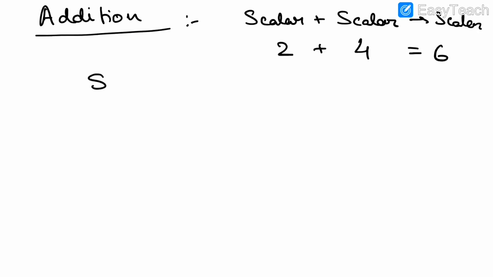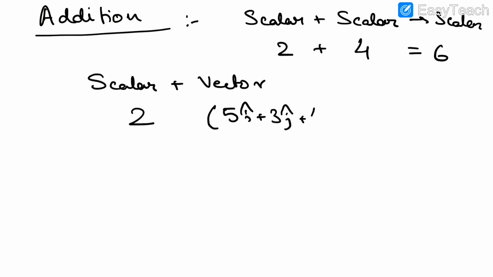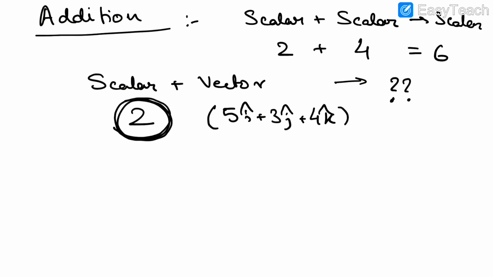What is a scalar plus a vector? Here you take any vector, 5i cap plus 3j cap, plus a scalar 2. Anything you can attempt? It has no meaning right now, because we still don't know in which direction this 2 is. We can't simply add a scalar to a vector without specifying, because we don't know in which direction or coordinate the 2 lies. That has actually no meaning.